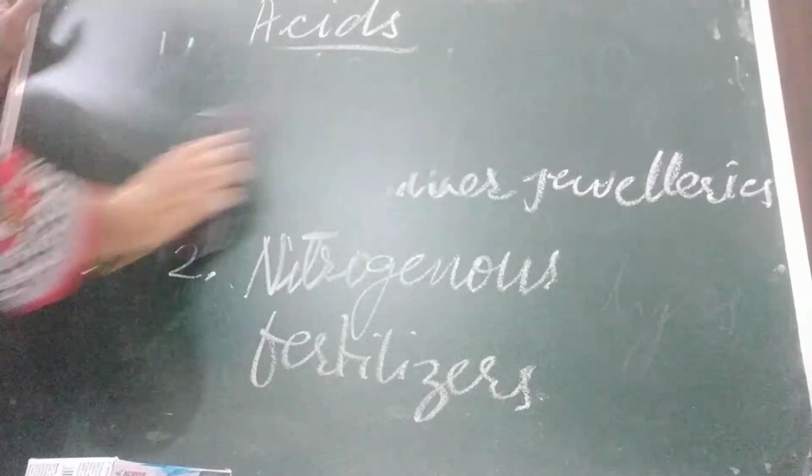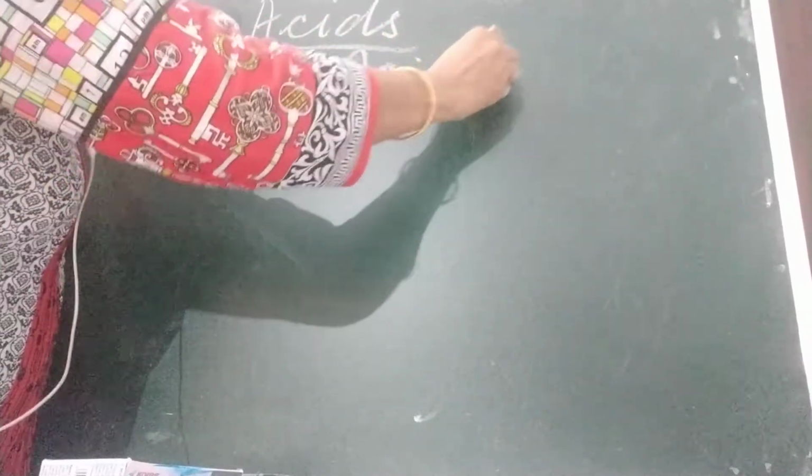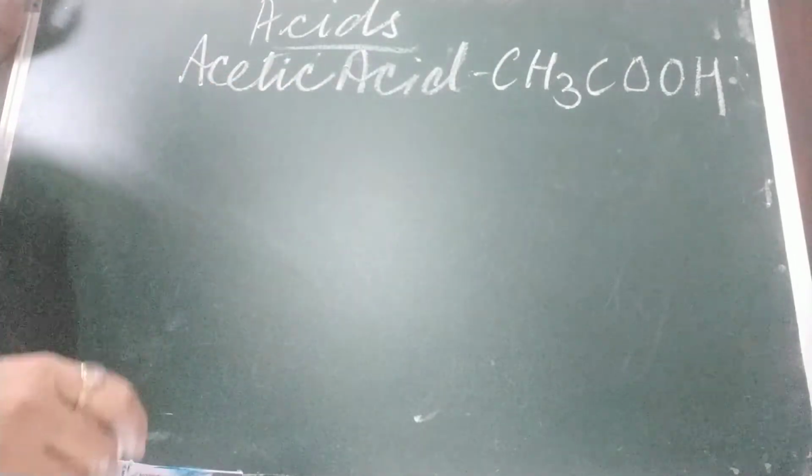Okay. Now our next acid is acetic acid. Children, we are studying uses of acids. Next is acetic acid. Children, the formula of acetic acid is CH3COOH. It is very important for you to know the formulas.